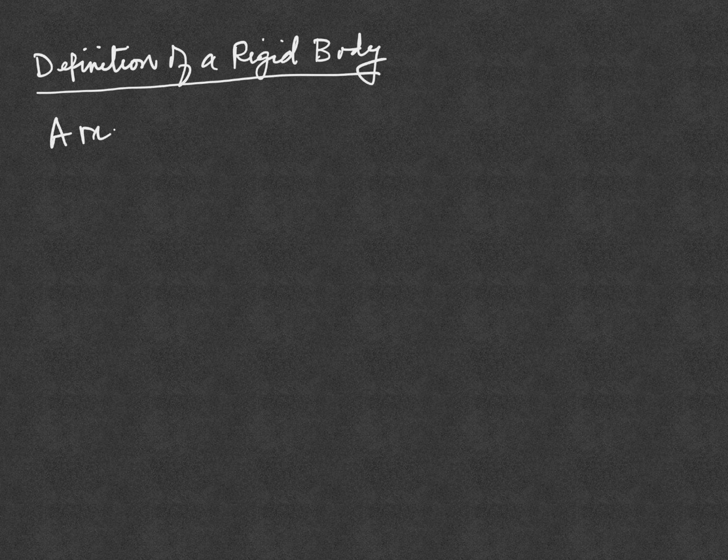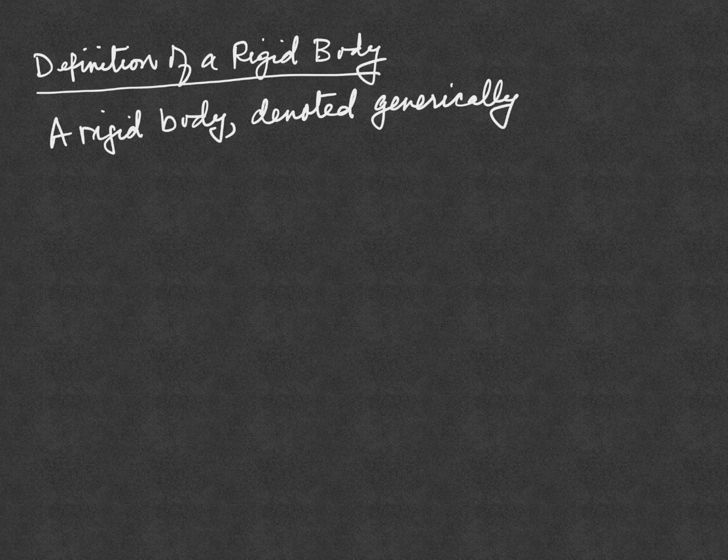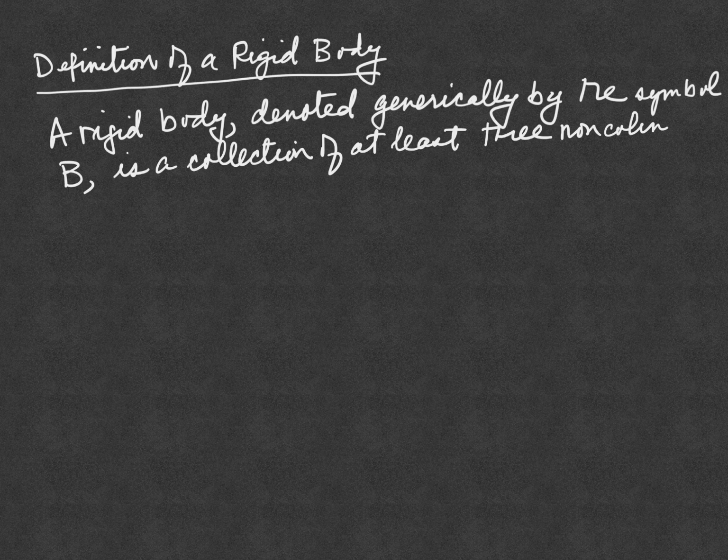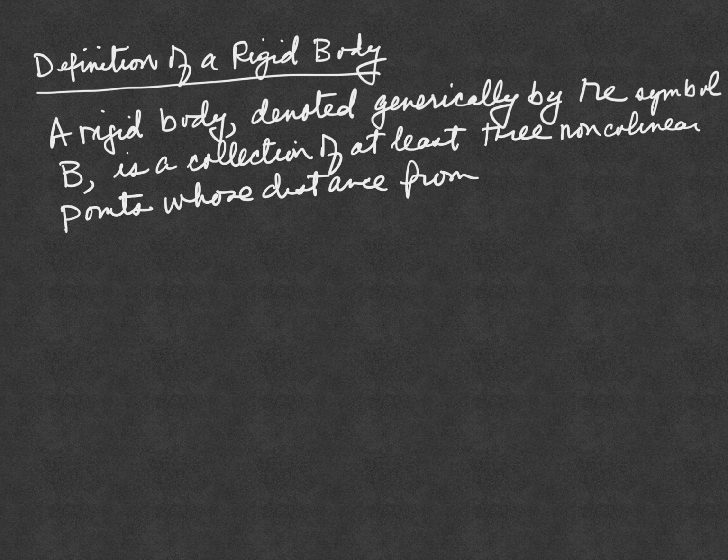So a rigid body, denoted generically by the symbol B, is a collection of at least 3 non-collinear points whose distance from one another is constant.